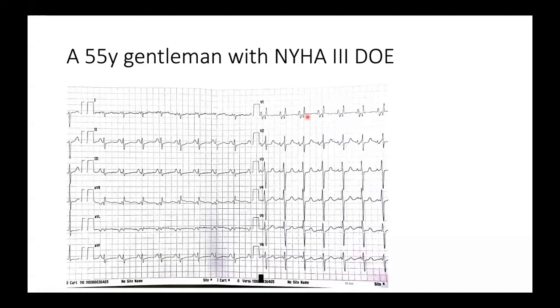Now sometimes this biatrial enlargement will have low voltage complexes. In that case, you should always suspect amyloidosis type of diseases. If the biatrial enlargement has a normal voltage complex, then you should suspect dilated cardiomyopathy or a multivalvular heart disease.